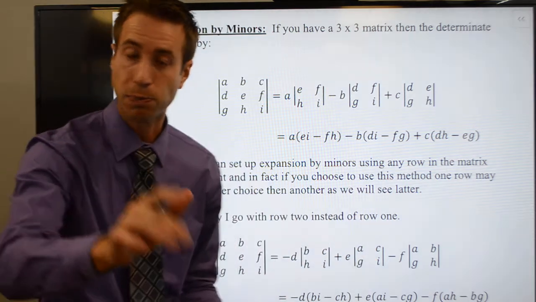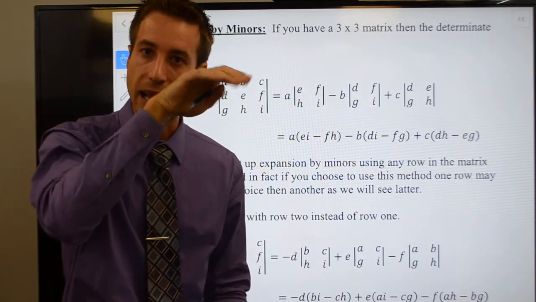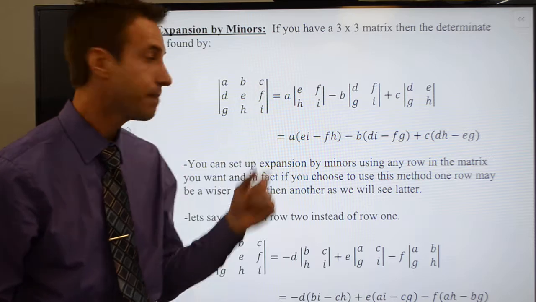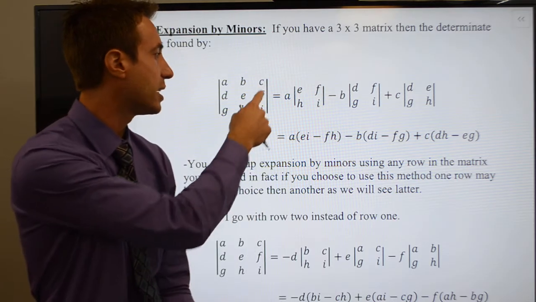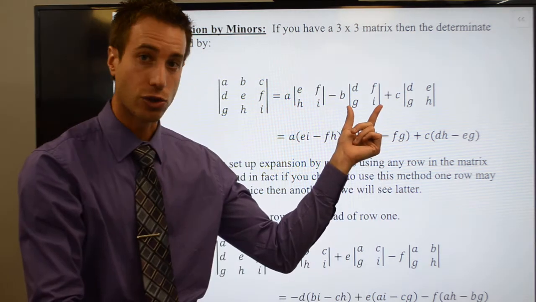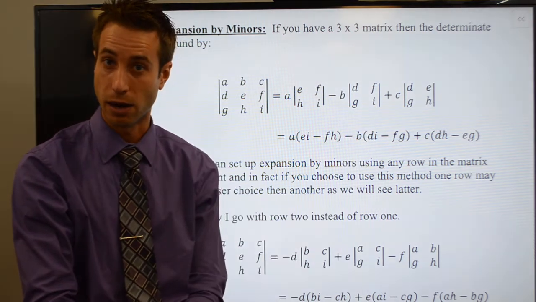Okay, but here's the point. Because I'm now using B, I can't use any of the elements in that row or that column, which means I can't use A and C. I eliminate E and H, and that leaves me with D, G, F, and I, which I will now use to construct a 2x2 square matrix that I find the determinant of.